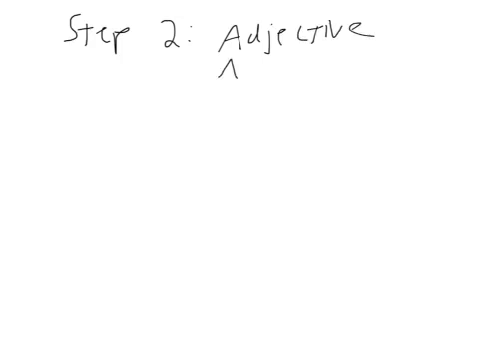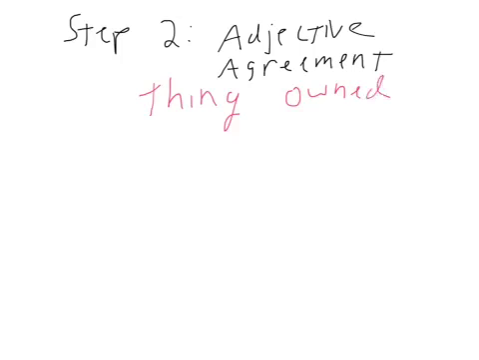Now step two, because we're dealing with adjectives in Spanish, is we have to do adjective agreement. Remember where we make the adjective match the noun it's describing. Now these adjectives are all describing the thing owned. So that's what we're going to focus on here. In this step, it's not about the person who owns it, but the thing that they own. Or with a family member, it could be a person as well, but the object that they have.